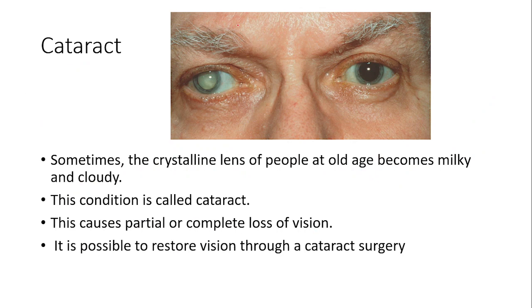Cataract. Sometimes the lens of people at old age becomes milky and cloudy. As you can see in this figure, this is normal, but this lens has become cloudy. This condition is called cataract. The crystalline lens of people at old age becomes milky and cloudy.